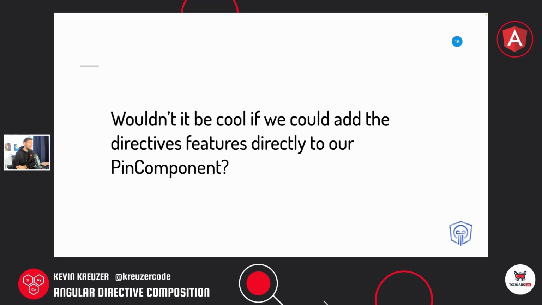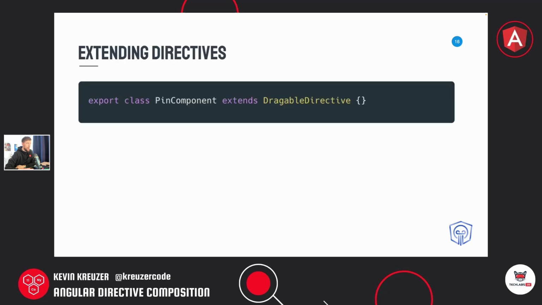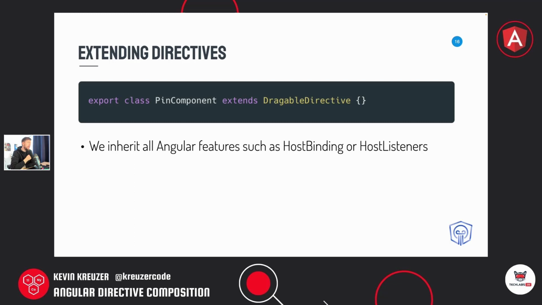Well, actually, that would be kind of cool because that's what we want here. So let's think about how we can achieve this. And the first thing that probably comes to mind is inheritance. So what we can do is we can take our pin component and extend the draggable directive. Okay, that looks nice, and it has the benefit that we inherit all the Angular features. So we would get host bindings, host listeners, inputs, outputs, all this stuff. It also works great with template type checking, so it seems to be pretty cool.